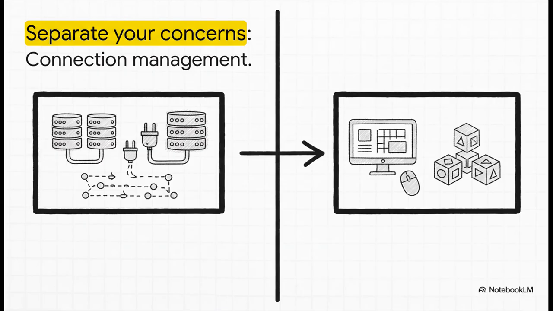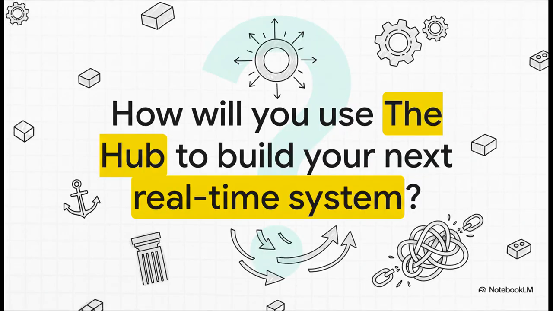This all really boils down to one of the most important principles in good software design: separating your concerns. It just means that your connection management lives in its own world, our hub, and your UI components live in their own world. This loose coupling is what makes your code modular, easy to maintain, and truly scalable. So, now that you understand these patterns, you can go beyond just writing code and start really architecting applications that are performant, scalable, and can handle real-time data like a pro.